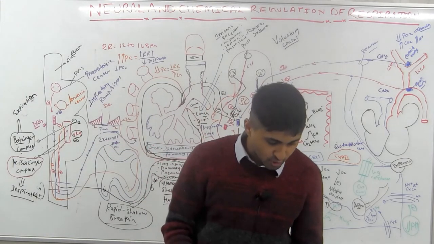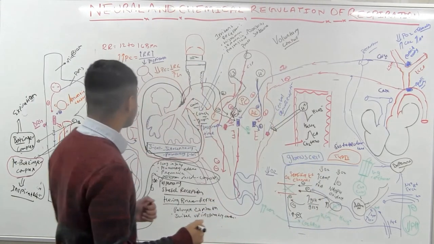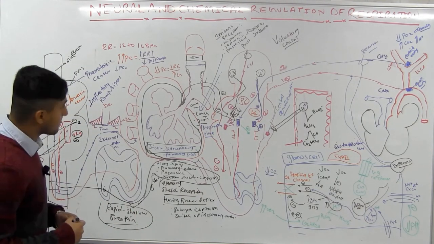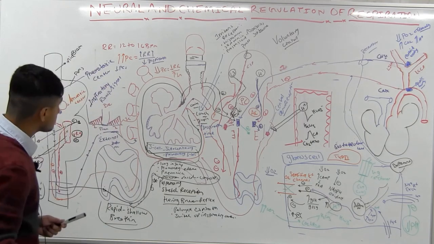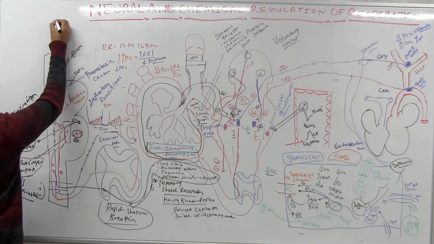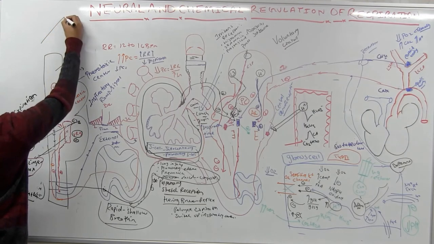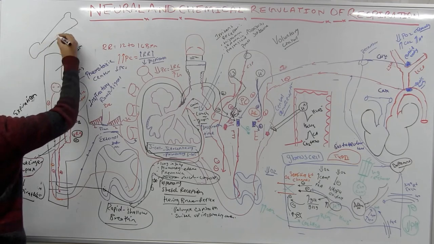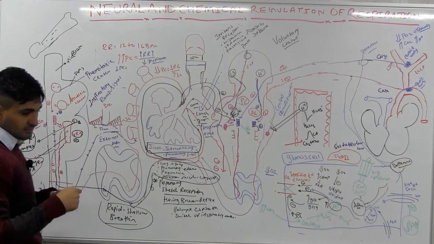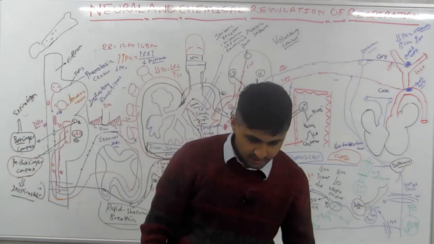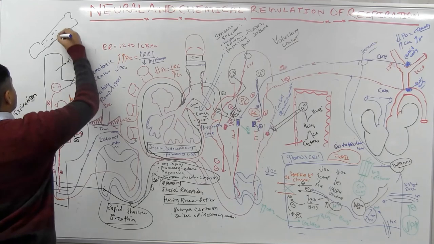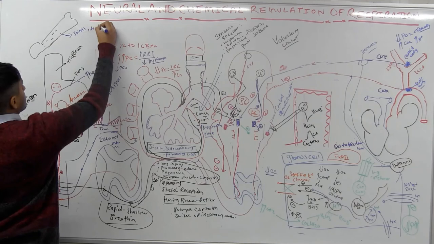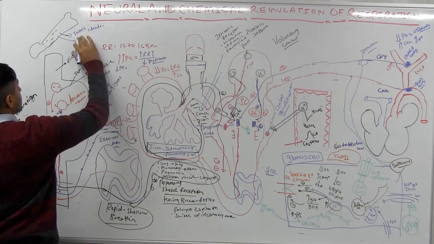We also have to talk about the chest wall proprioception. Generally, we'll talk about proprioception. Let me write down here, let's make this muscles. Muscles have lots of muscle cells, so muscles have receptors from joints and tendon, like the Golgi tendon organs.